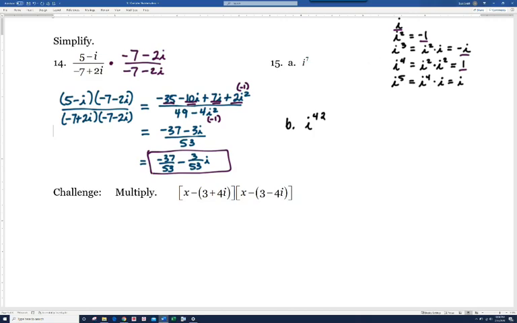Really, you could use any of these powers, i to the 4th, i cubed, or i squared to help you break these problems down. But I'm going to do it this way. There's more than one way to do these.